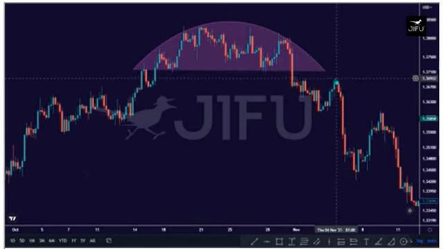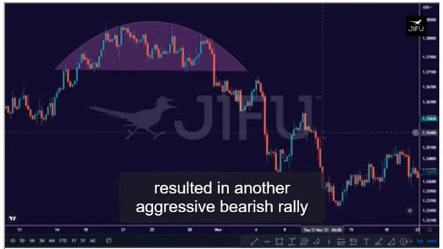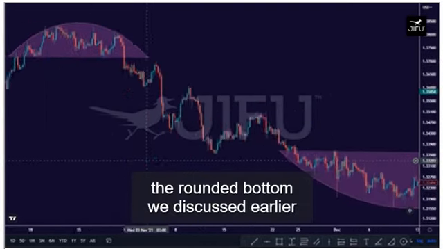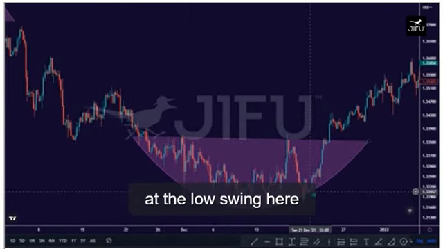1.36981. We can see how the bearish trend resulted in another aggressive bearish rally. The rounded bottom we discussed earlier reversed the bearish trend into a bullish phase at the low swing here.